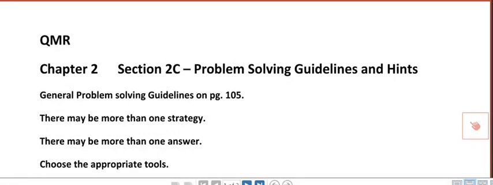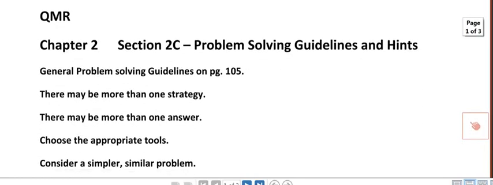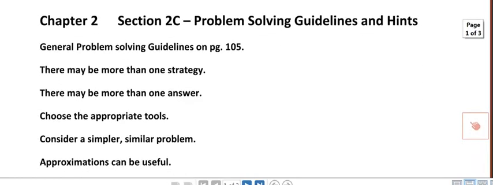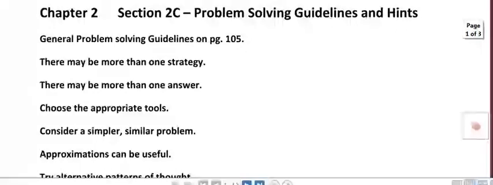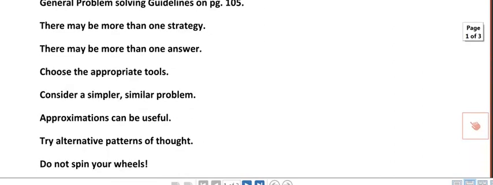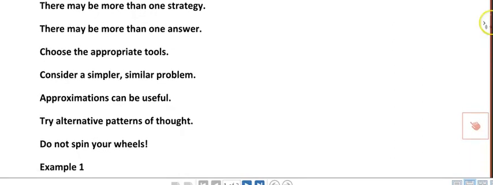Choose the appropriate tools. Maybe a diagram is going to help you solve it, or maybe creating a table using some device to help you solve it. There are lots of tools available. If the problem seems too difficult, then try it with a simpler, smaller problem. A simpler, similar problem. Approximations can be very helpful. Try a different way of thinking about it.